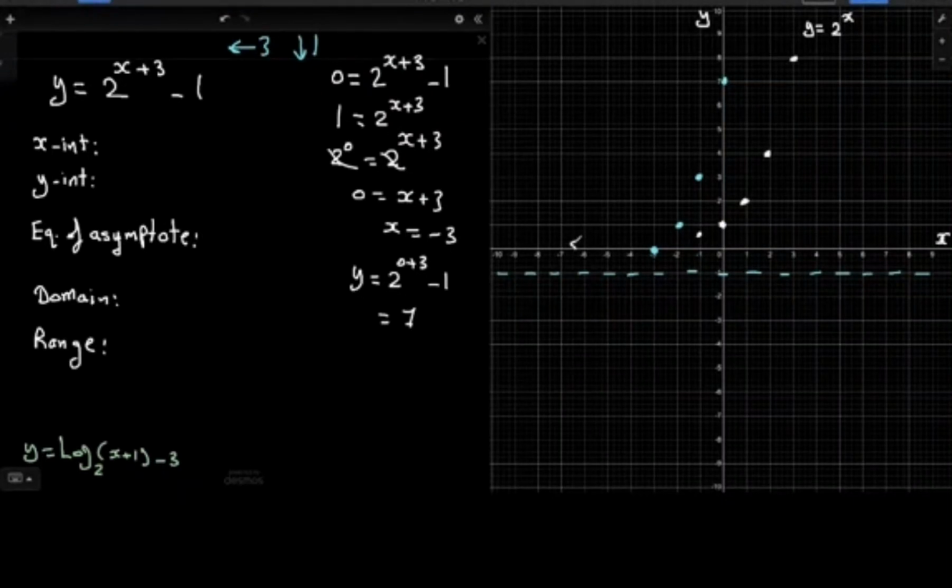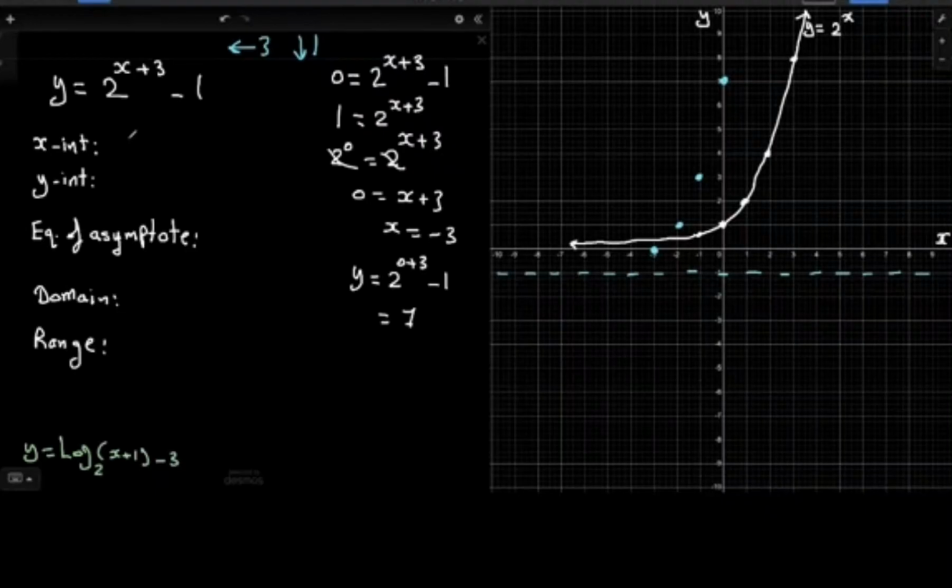The parent graph should have been looking like this. And that's y equals 2 to the power of x. So now, again, we're just going to go back to the shifts. It's shifting 3 to the left and 1 down. And basically, that's the y-intercept. We already calculated that.